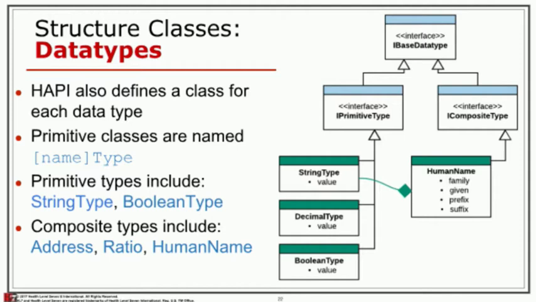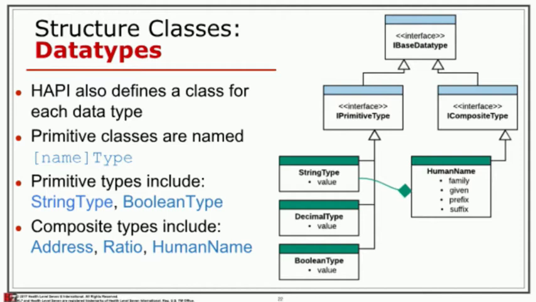We've also got a set of composite data types. So FHIR defines things like quantity or ratio or human name or address. All of those are composite data types in FHIR, and we've defined Java classes that represent those things. And those, we've got some examples up on the screen.